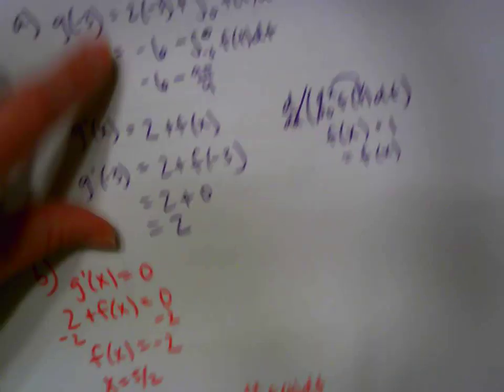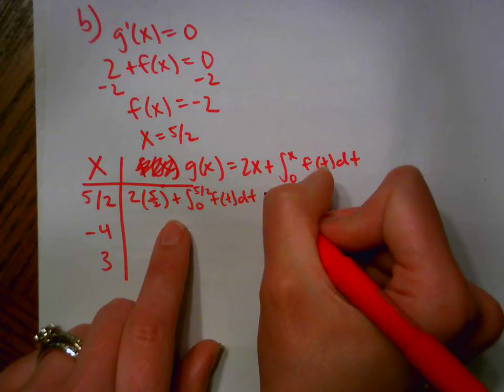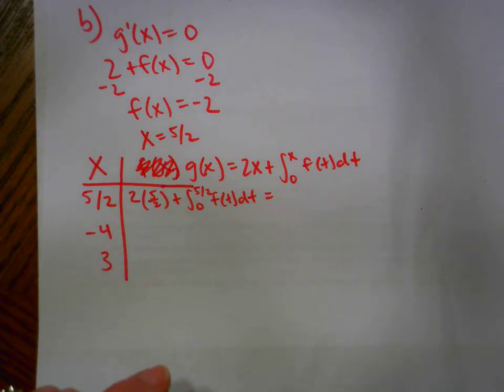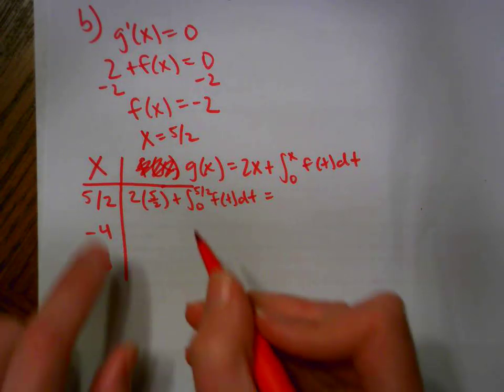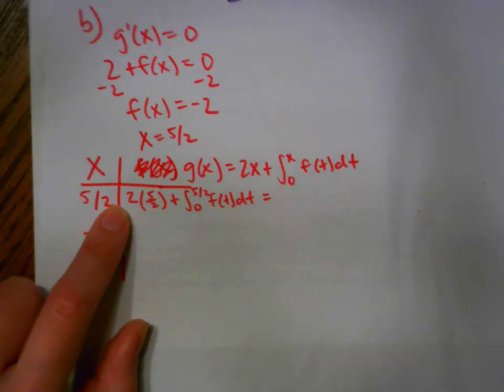So we're basically doing what we did here on A, but with a different number. So if you notice here, J-Mac, stop. 2 times 5/2, the 2's we can't.